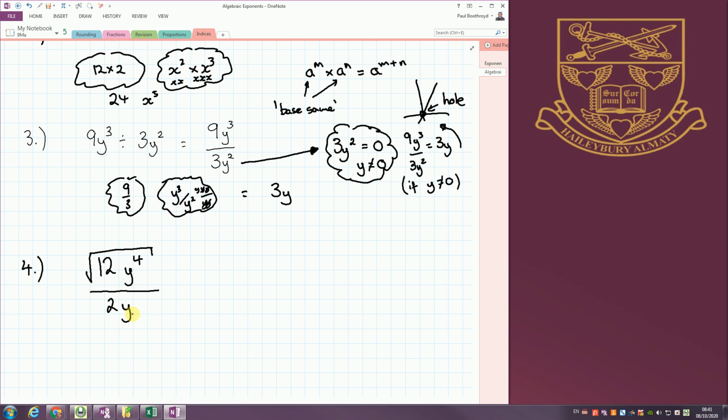Now, similar to what we've done before, separate it out. So the square root is over the 12 and over the y to the 4. So square root of 12 over 2. Now, I'm fairly certain, oh no, we haven't done surds, have we? I should have done surds before we did this. There's 2 parts to the square root of 12. So I'll take the bubble off.